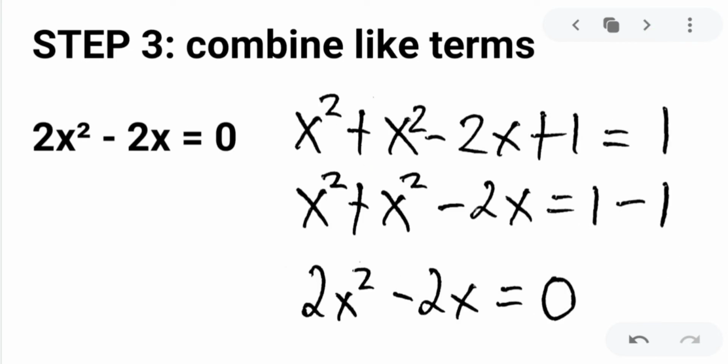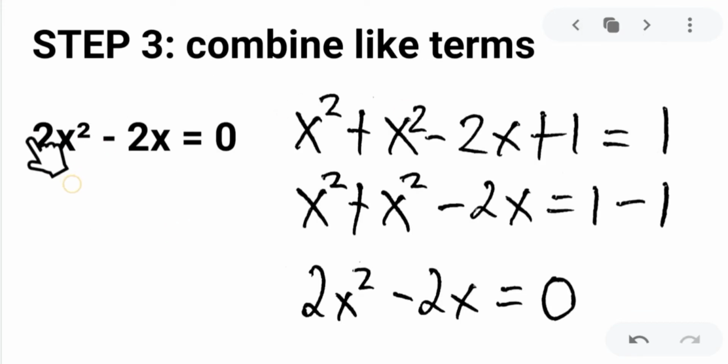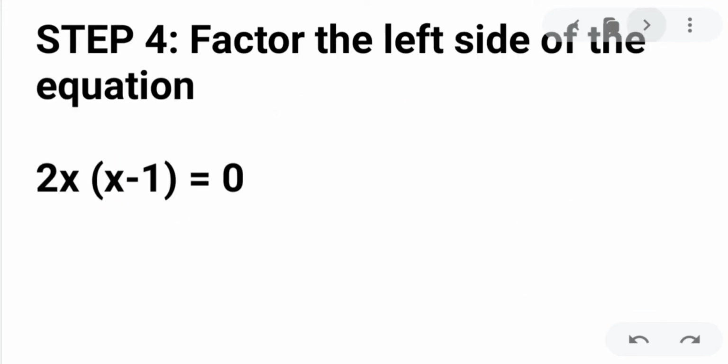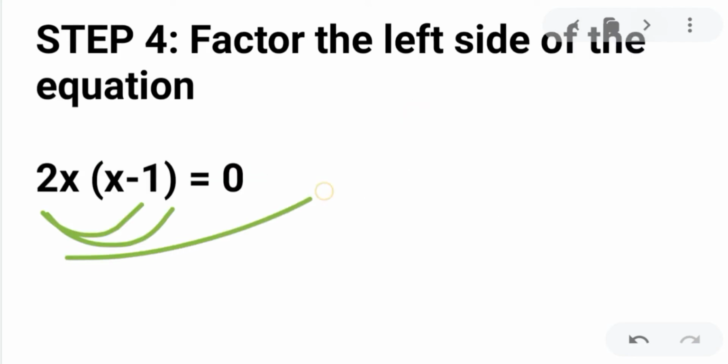Now for step 3, you have to combine the like terms. The equation from step 2 is this one. So x squared plus x squared is 2x squared, then minus 2x, then transpose the 1 to the right side: negative 1 plus 1 is 0. This is your equation in step 3. Now for step 4, you have to factor the left side of the equation. The common factor is 2x, so that will be 2x times (x minus 1). When you multiply that, 2x times x is 2x squared, then 2x times negative 1 is minus 2x, equals 0. So therefore, this factoring is correct.